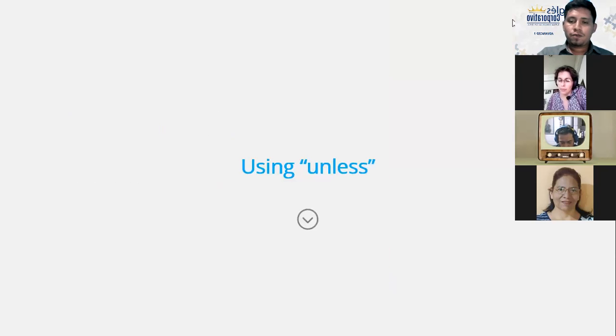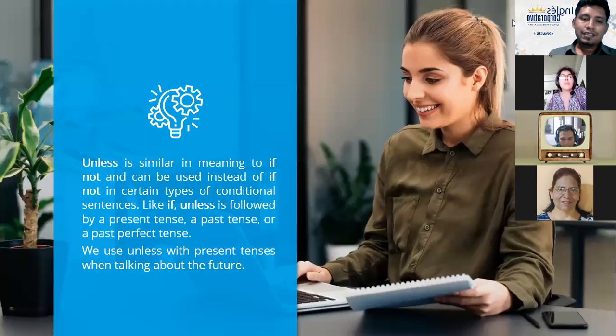Then we have the use of unless. Unless has a similar meaning to if not, okay? And it can be used instead of if not in certain types of conditional sentences. Unless is followed by a present tense, a past tense, or past perfect tense.